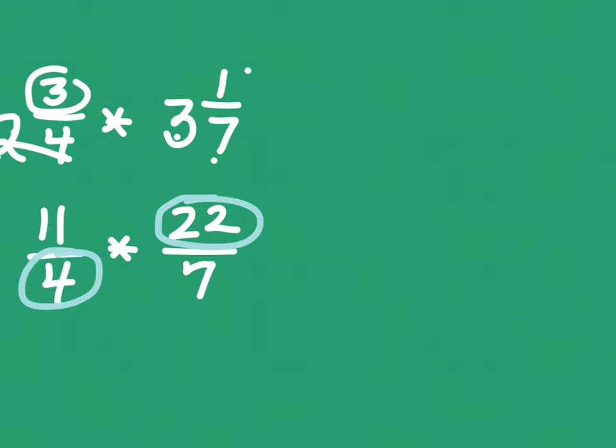Let me reduce first. 2 goes into each of those. 2 goes into 4 twice. 2 goes into 22 11 times. I can multiply across now. There's no more common factors. That would be 121 over 14.